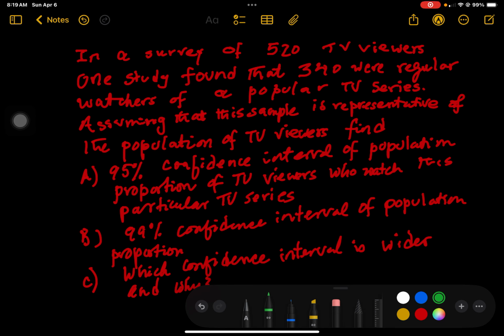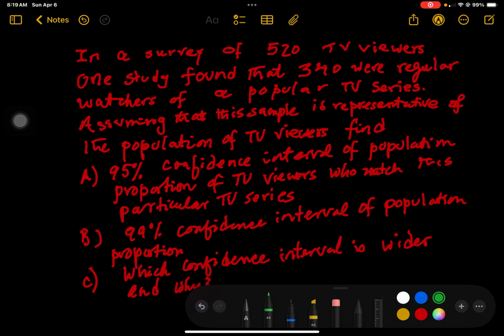In a survey of 520 TV viewers, one study found that 340 were regular watchers of a popular TV series. Assuming that this sample is representative of the population of TV viewers, find the 95% confidence interval of population proportion of TV viewers who watch this particular TV series. Part B, 99% confidence interval of population proportion. And part C, which confidence interval is wider and why.